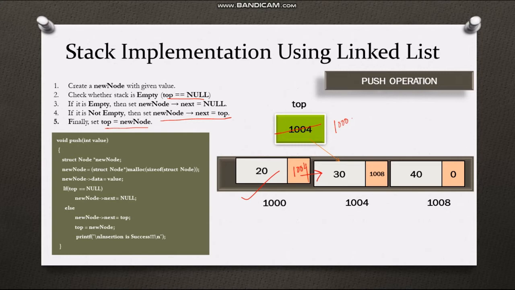So in this code snippet here on the left hand side, we can see the two conditions we have checked. If the stack was empty, we updated the next of the new node with the null value, and when it was not empty, we updated the next of the new node with the value of top, and we updated the value of top with the new node. And hence here we can see that we have successfully inserted a node in the beginning of the stack. That is also known as a push operation.